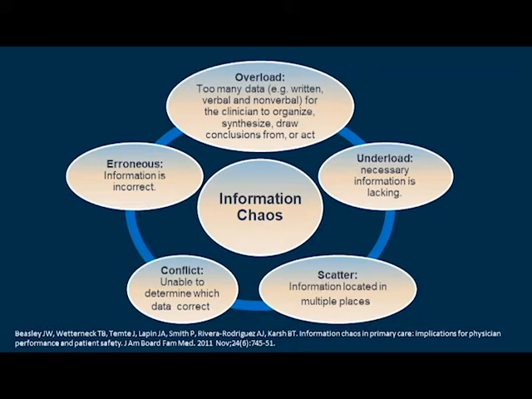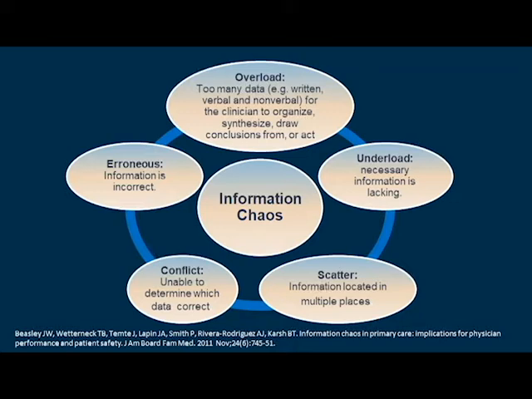Another portion is underload, when the information we need is lacking. We have all been in this situation as well. Another portion of information chaos is when information is scattered. As scholars of the biomedical literature, you're going to find this quite often. Being able to identify and be knowledgeable about the sources or databases of information gives one a better handle on where exactly you are going to search. What is your protocol for searching?